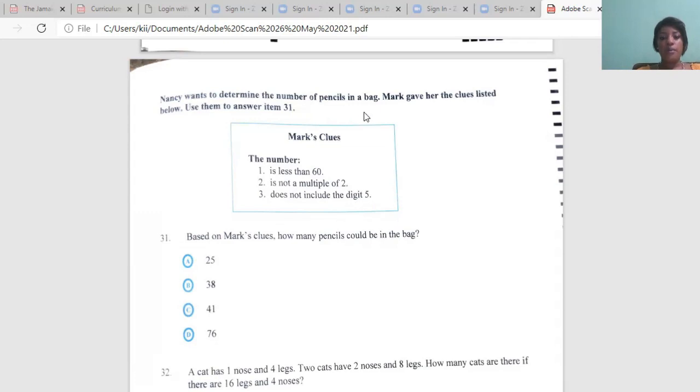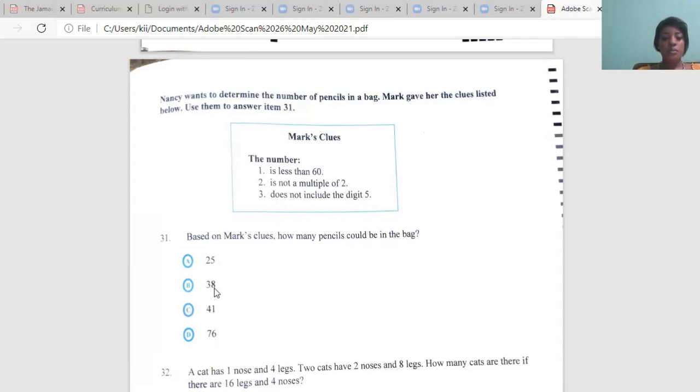Nancy wants to determine the number of pencils in a bag. Mark gave her some clues. And let's look at the clues. So it's less than 60. So let's look at the answers here that are less than 60. All of these are less than 60 except 76. It's not a multiple of 2.